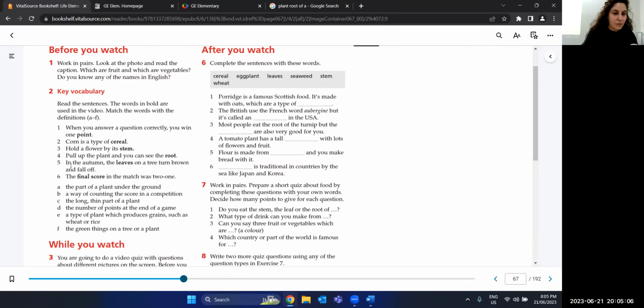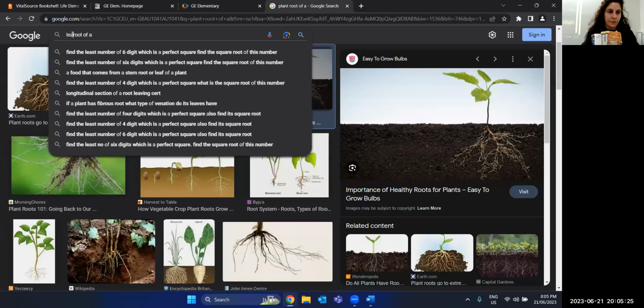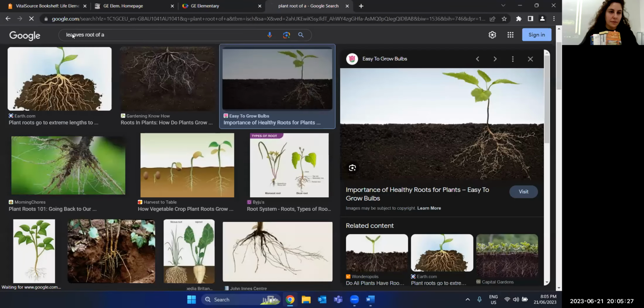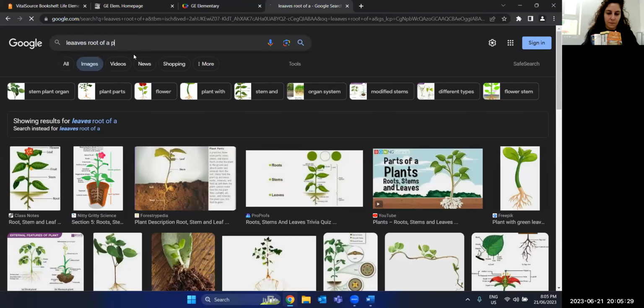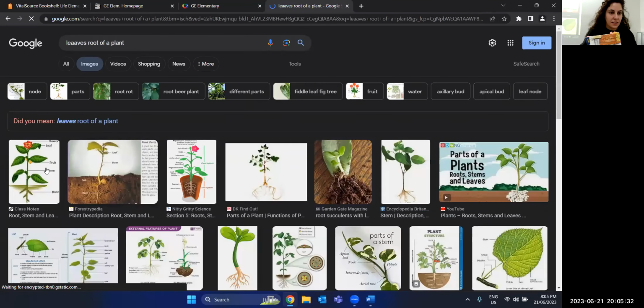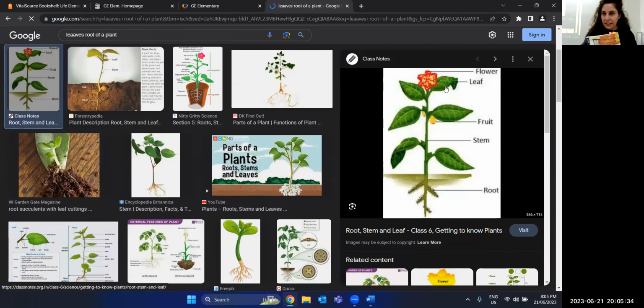Number 5. In the autumn, the leaves on a tree turn brown and fall off. What does leaves mean? The green things on a tree or a plant. Yep, the leaves. We saw an image before as well. So this is the leaves. And the stem and the roots, the leaves.